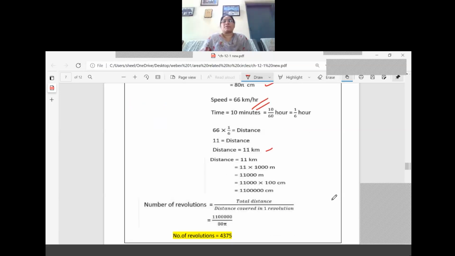Now we are doing the conversion. We can avoid the conversion also, but all the units should be the same. That is the important point here. You have to notice that the number of revolutions means total distance by distance covered in one revolution. So just substitute the values, and the number of revolutions is equal to 4375.